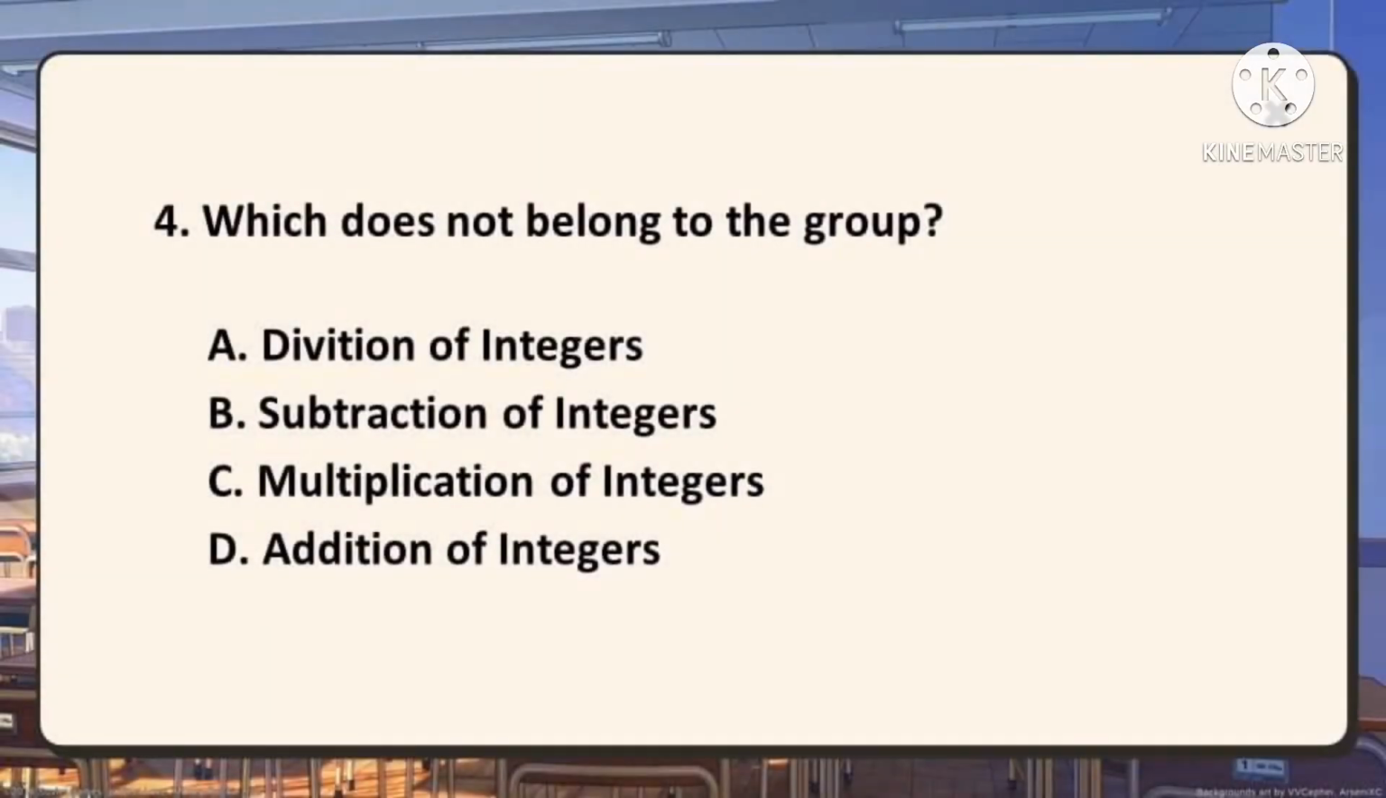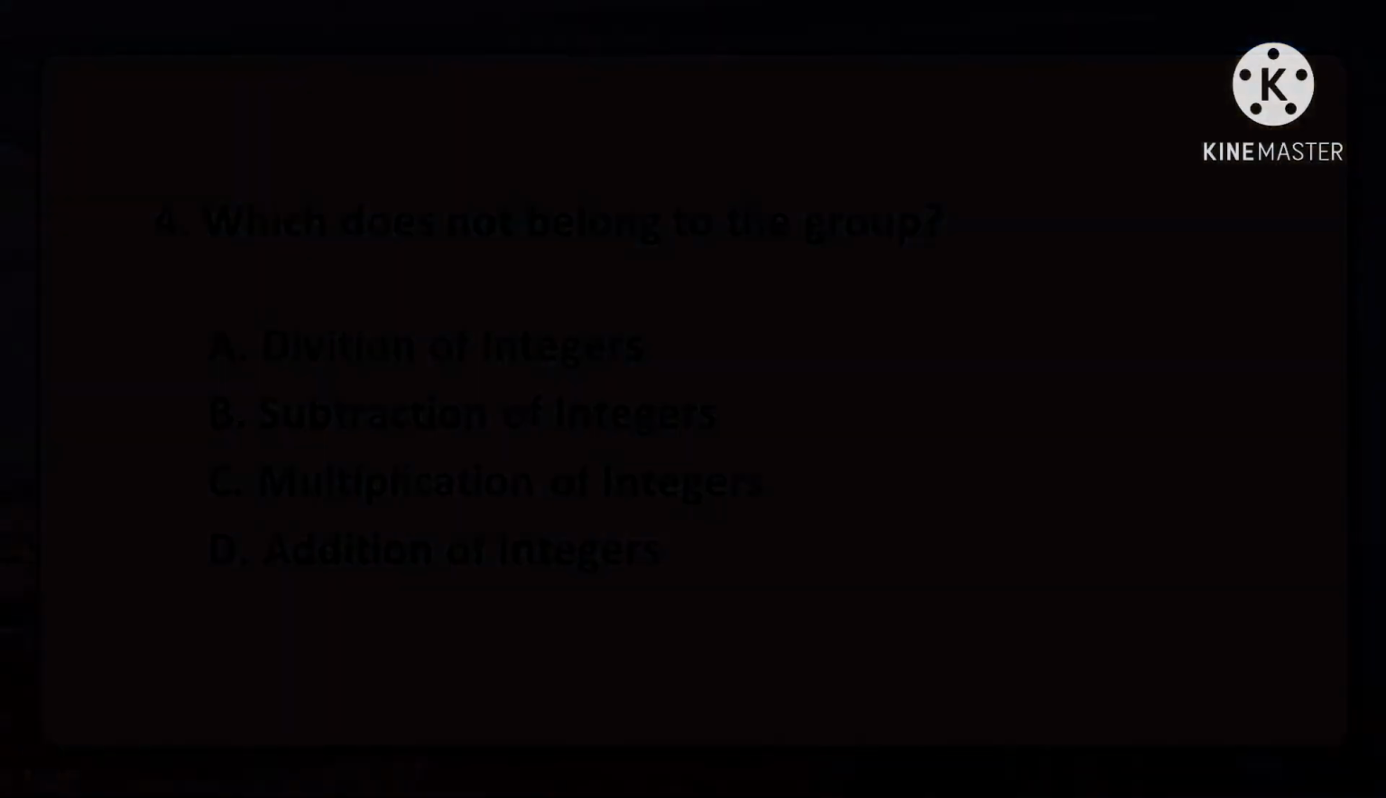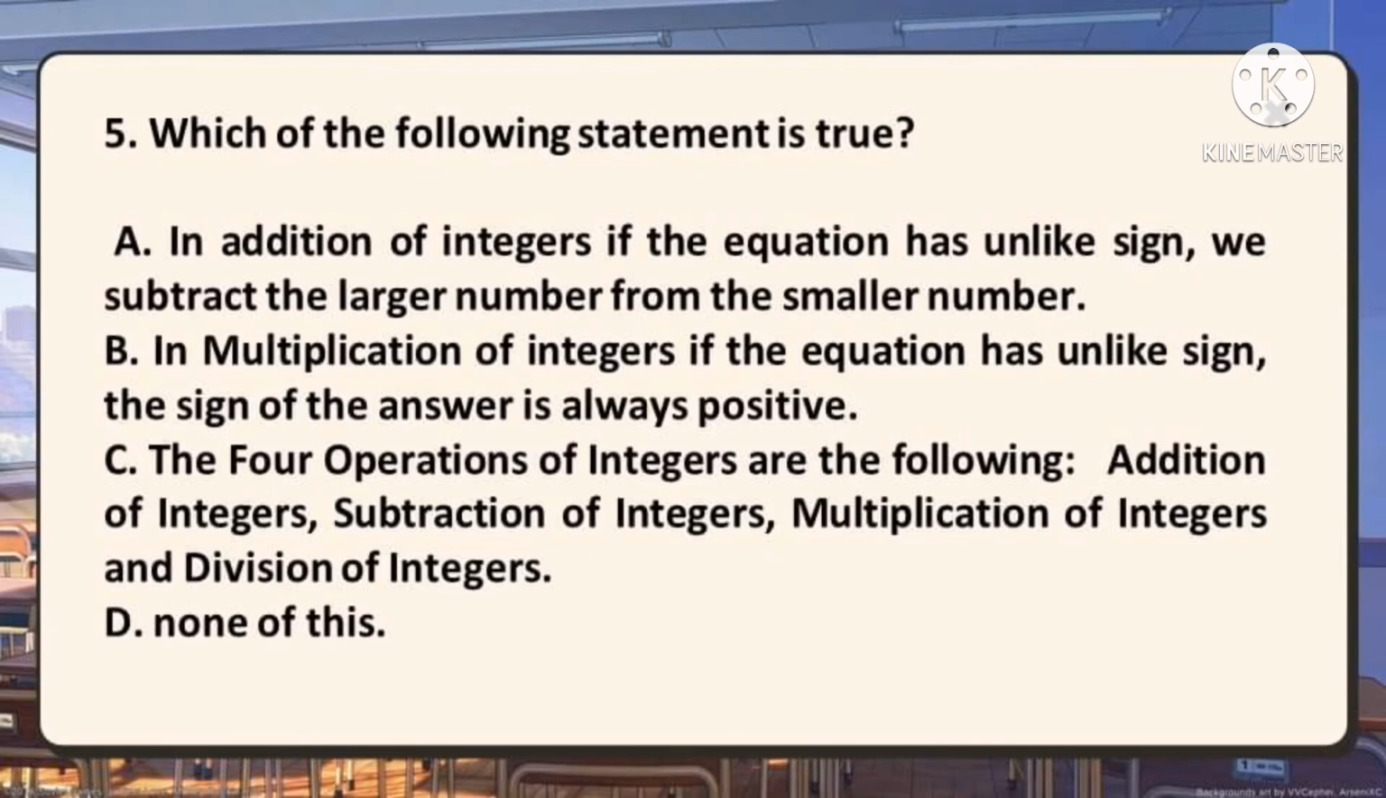For number 4, which does not belong to the group? Time is up. The answer is letter A. Why? Because the spelling of division is incorrect. How about number 5? Which of the following statements is true? Okay, time is up. The answer is letter C.